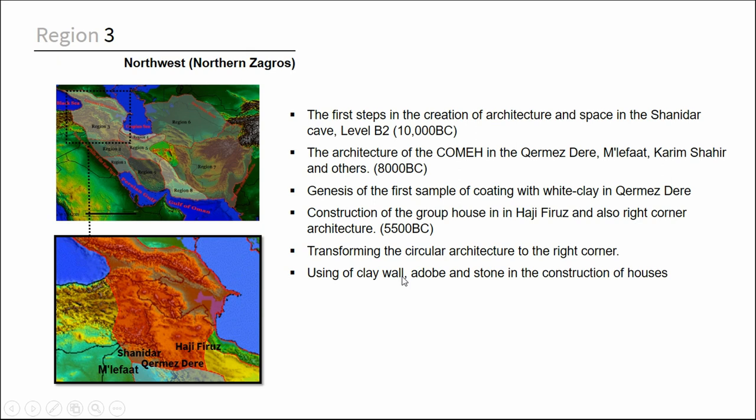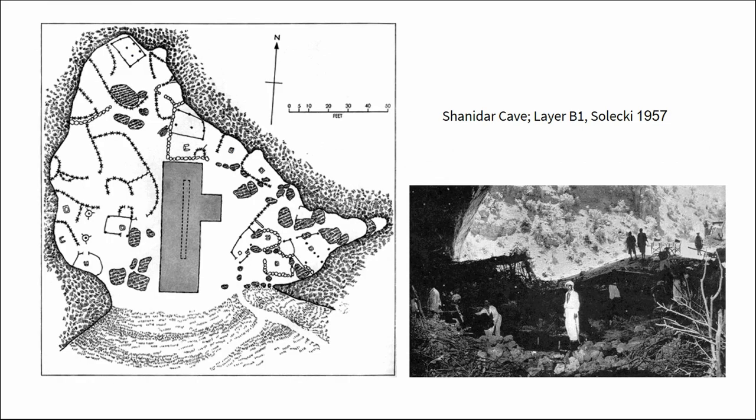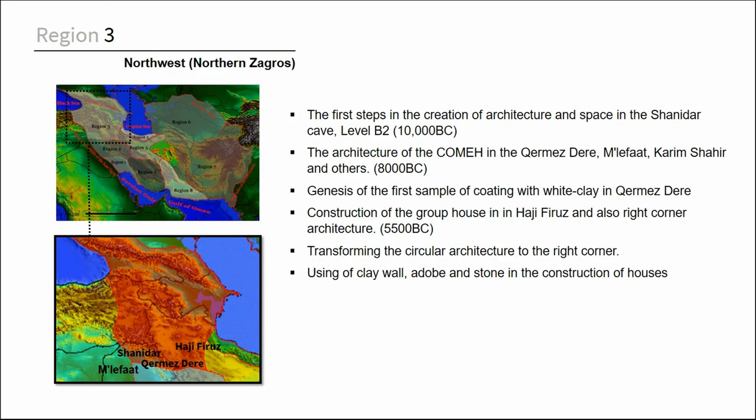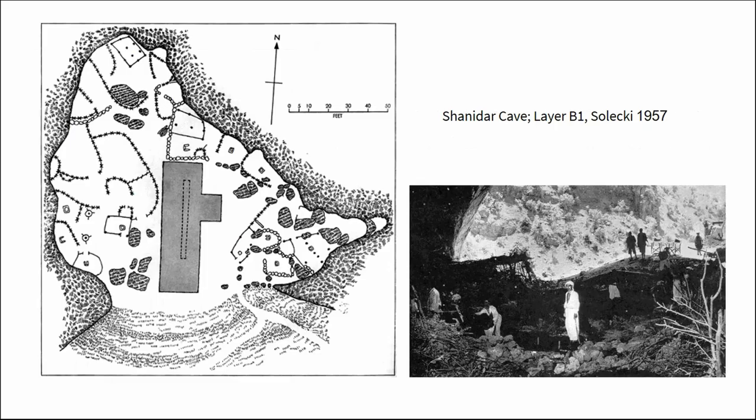And also in northwest Iran, north Zagros, here we have the first step for the creation of architecture in a cave. What happened in this period? In the Shenidar cave, near 12,000 years ago, the people put stones in order to create a space, and this is the first evidence of creating architecture. Also, we have the architecture of KOOMEH in Gremezdare and Shenidar, and this is the first sample of coating with white clay in Gremezdare.